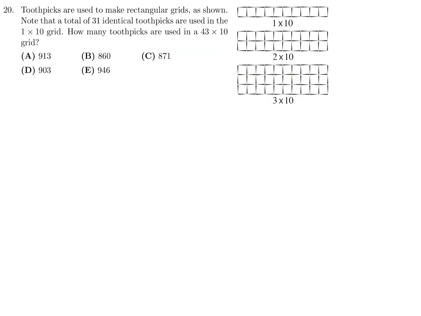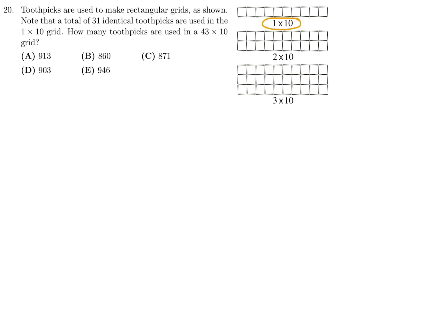Toothpicks are used to make rectangular grids as shown. Note that a total of 31 identical toothpicks are used in the 1 by 10 grid. How many toothpicks are used in a 43 by 10 grid? Okay, well, you're obviously not going to draw out a 43 by 10 grid. So we have to come up with some sort of a pattern. The pattern is not too difficult.